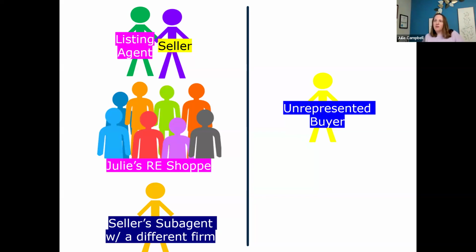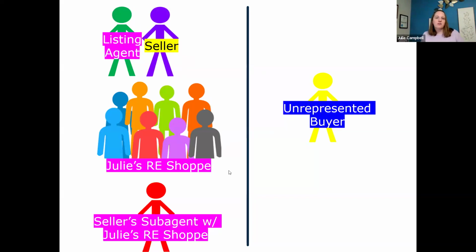What type of agency would it be if the unrepresented buyer went directly to the listing agent to put an offer in? So that unrepresented buyer going directly to the listing agent could proceed as both listing agent and seller sub-agent. So you could have one person that is the listing agent, and then that same person working with that unrepresented buyer. In this scenario, a different one of you is acting as a seller sub-agent, but that doesn't matter because you're all a sub-agent of Julie's Real Estate Shop.